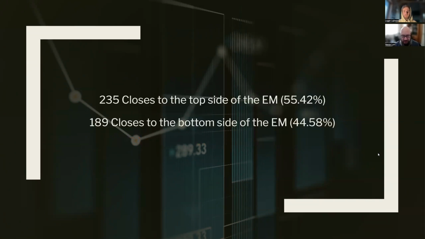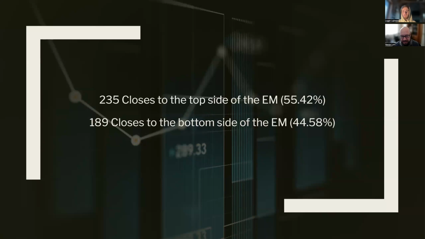So what's interesting here is we're going to look at whether it closed above it or below, to the top or the bottom side. As to be somewhat expected, there were 235 closes to the top side of the EM and 189 closes to the bottom side. The reason why I say that's expected is because this is the general tilt of the market, that 53% of days are green and about 47% of days are red.